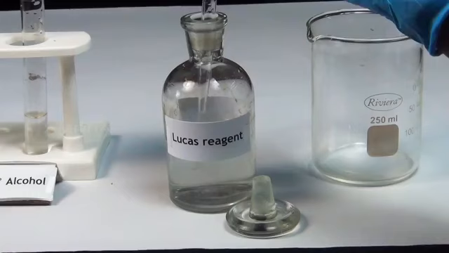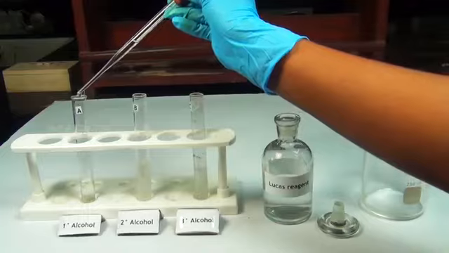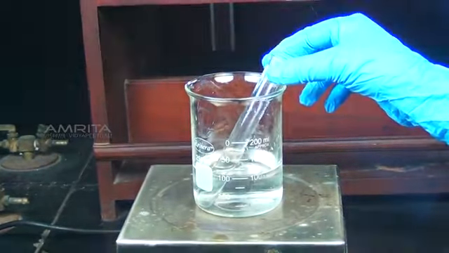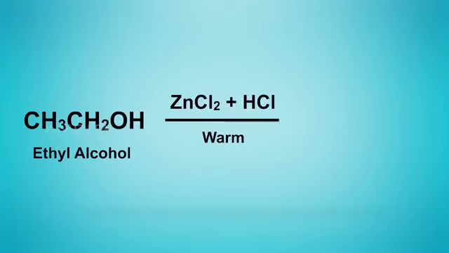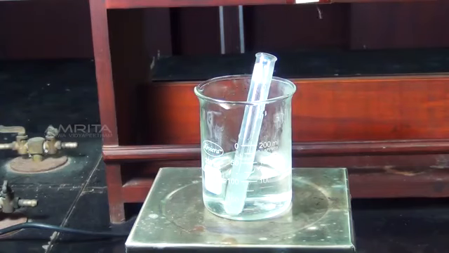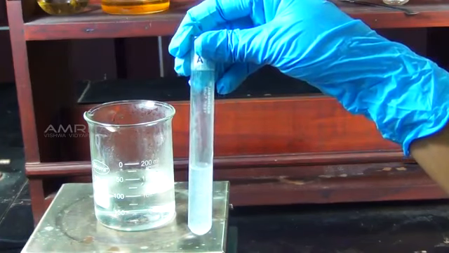Now add a small quantity of Lucas reagent into primary alcohol. Warm the test tube on a water bath. On warming, primary alcohol reacts with the Lucas reagent to form alkyl chloride, which being insoluble results in cloudiness in the solution.